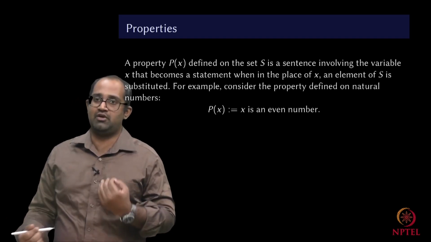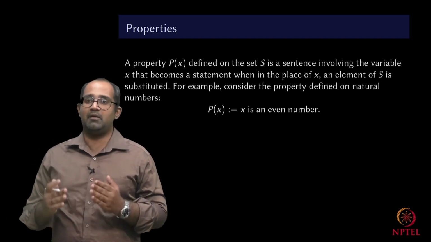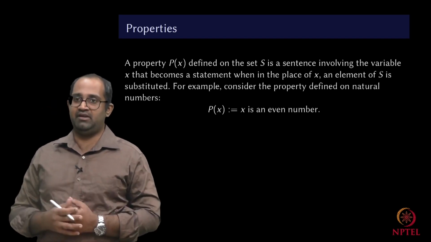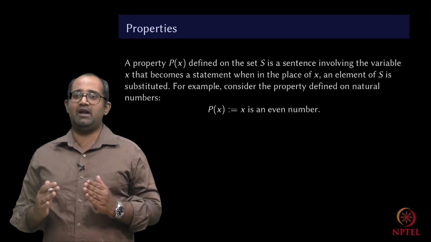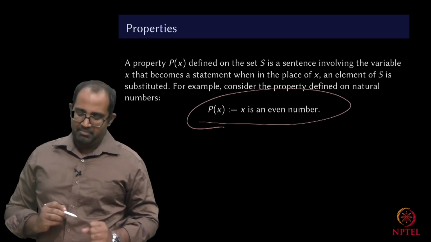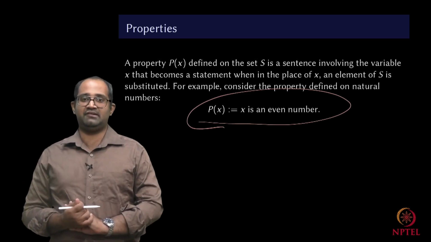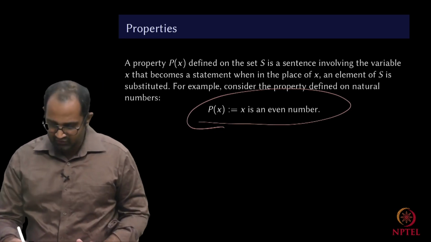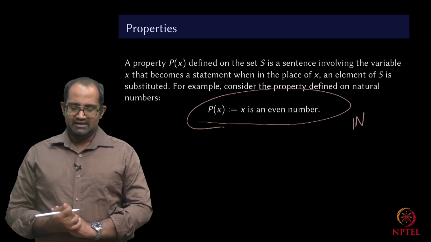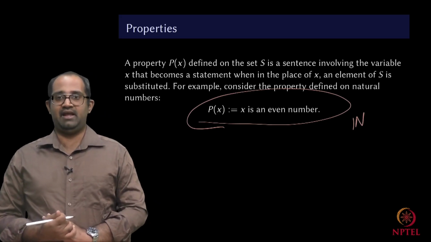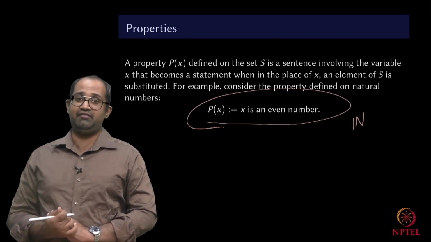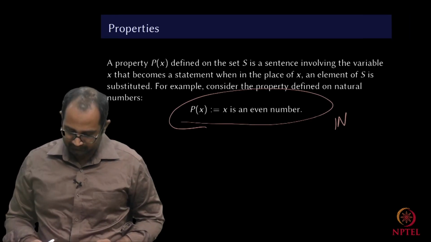must become a proposition or a statement. That is, it must become a true or false claim when you substitute a particular element in the place of X. The best way to understand what it is, is to see an example. Look at the statement. P of X by definition is X is an even number. This is defined on the set natural numbers. This statement will be true precisely when X is 2, 4, 6, 8. When X is 3, 5, 7, 9, it will be a false statement.